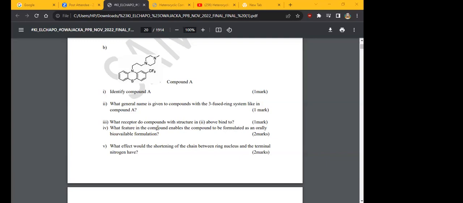Yes, I'm seeing that fluphenazine on Google has an OH group, but I can't see the OH group in this structure for compound A, unless, do we ignore it or something? I think the structure was not put properly. The OH is supposed to be up here. And then the three-membered fused ring is called phenothiazine. I've sent it in the group.